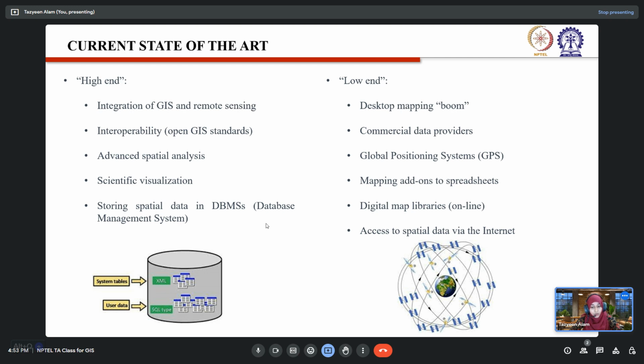If I talk about low-end state, we have desktop mapping. Okay, then we have commercial data providers, we have GPS, we have mapping add-ons to spreadsheets, which is your Excel sheets. Then we have digital map libraries which are available online. We have access to spatial data via the internet. So this is how different high and low ends of the current state of affairs of GIS goes.